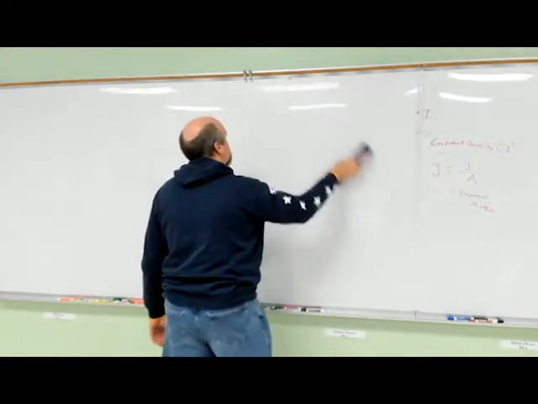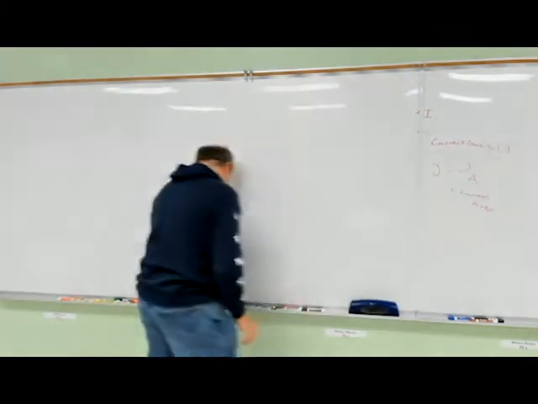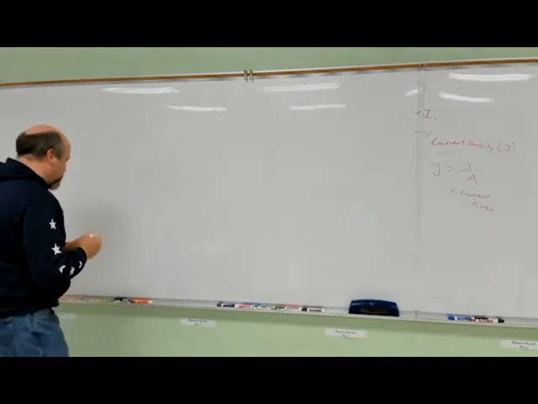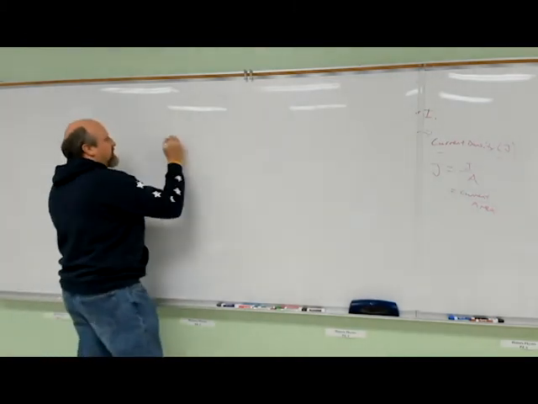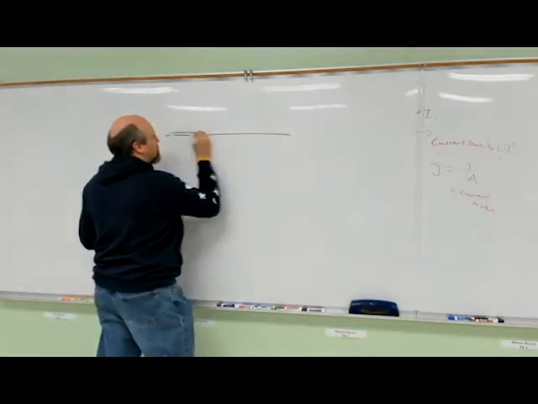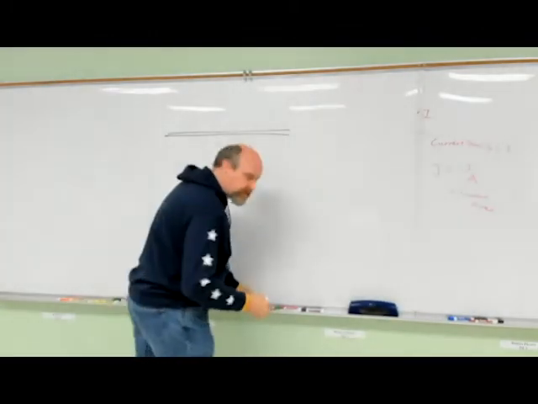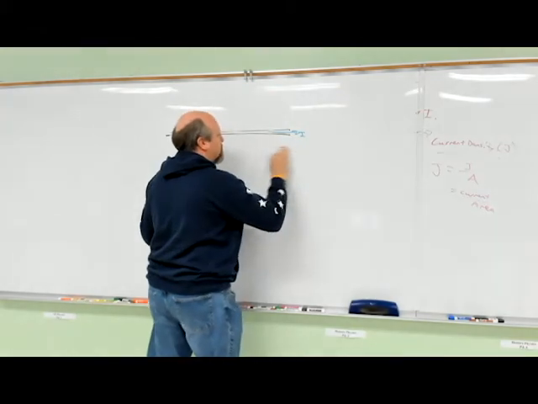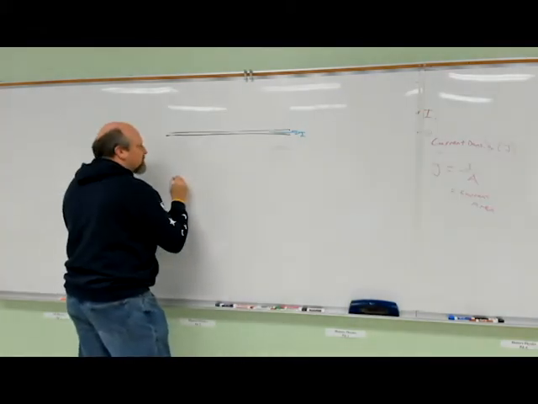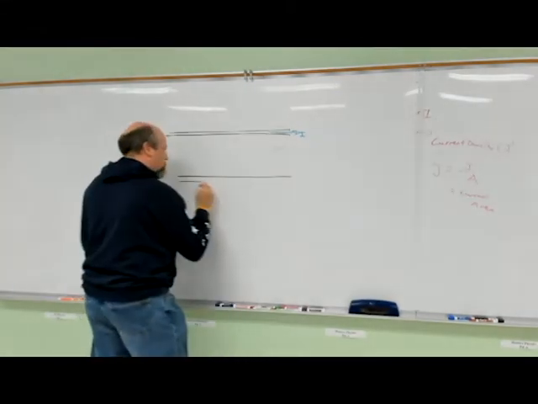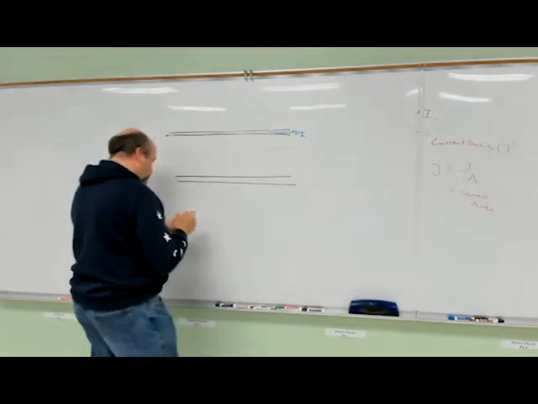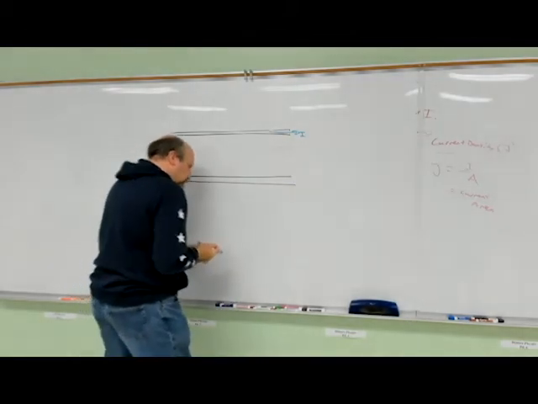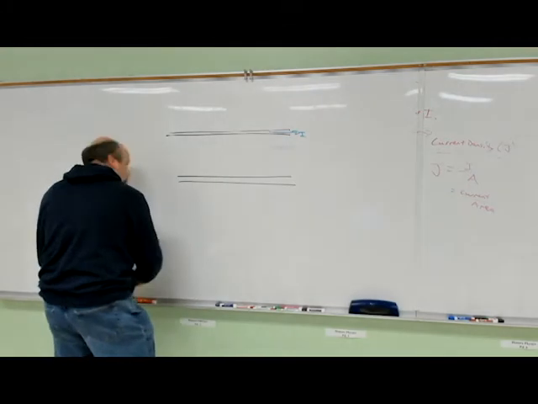Here we go. So, kind of historical reasons. Let's say that I have a wire, and I'm going to run a current, I, down that wire. But look, here's another wire. We'll say that that wire is a distance A away.